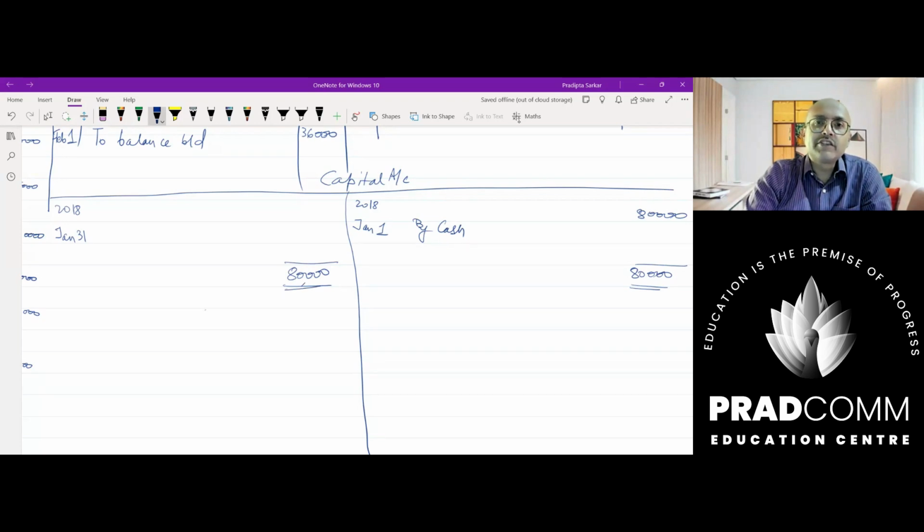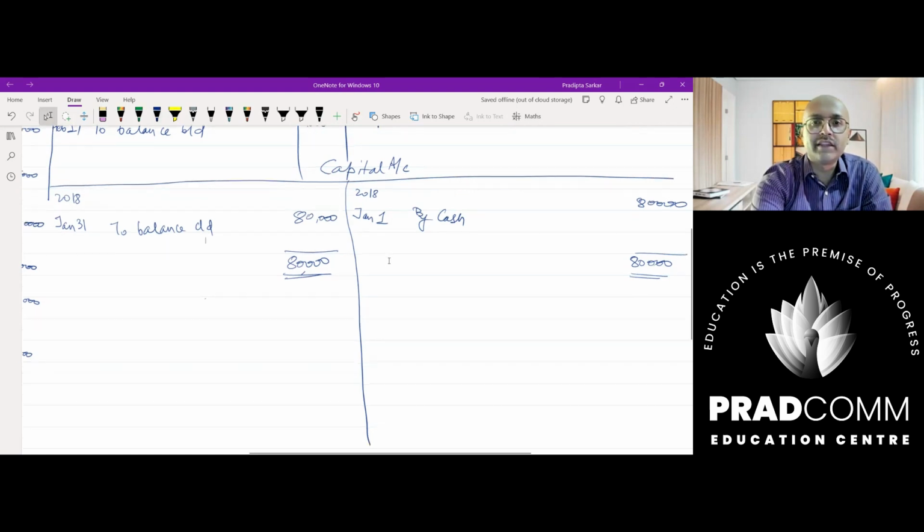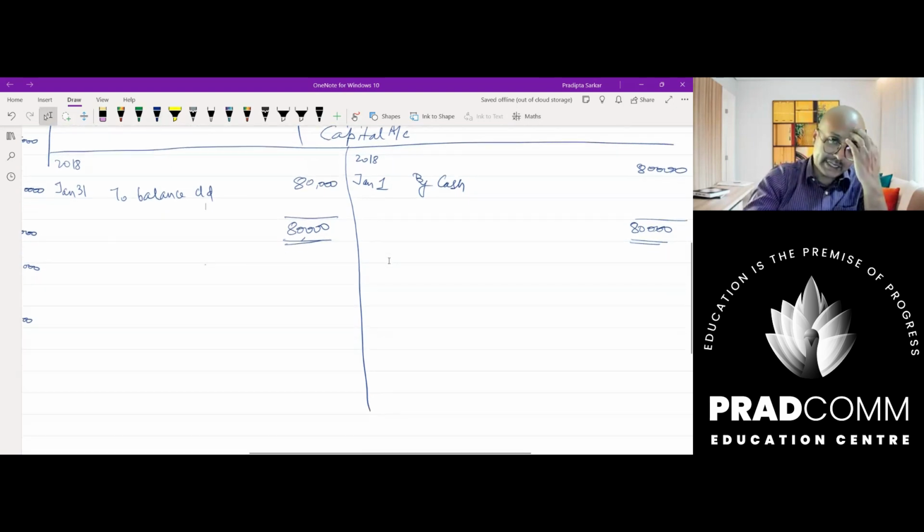So tell me how much you need to write on the debit side in order to bring the total to 80,000. 80,000 only, since nothing is there. This will be termed as to balance carried down. Mind it: debit side means "to" side, credit side means "by" side. Again, for international students, these two "to" and "by" things don't matter. You will just simply write balance c/d.